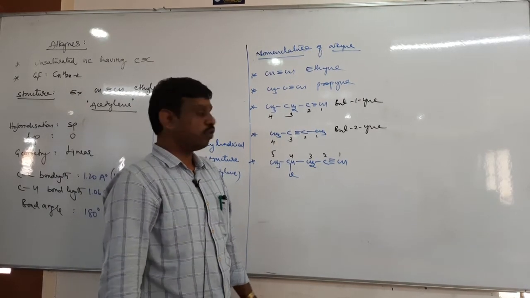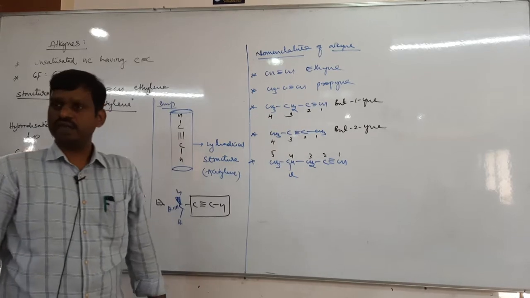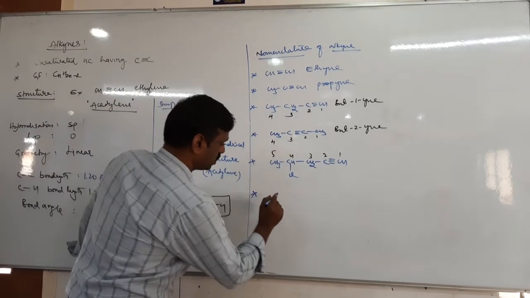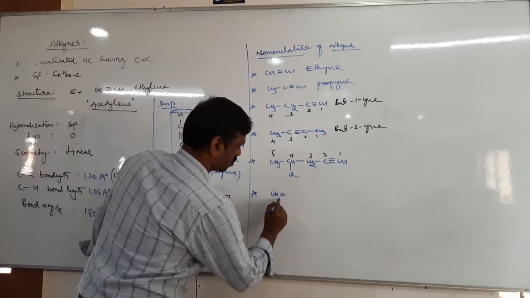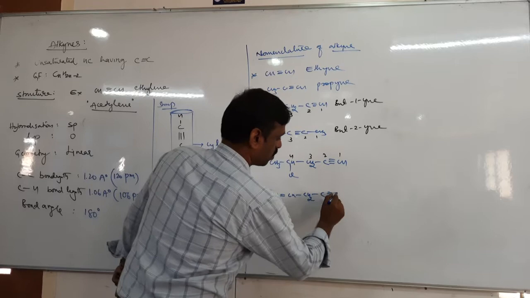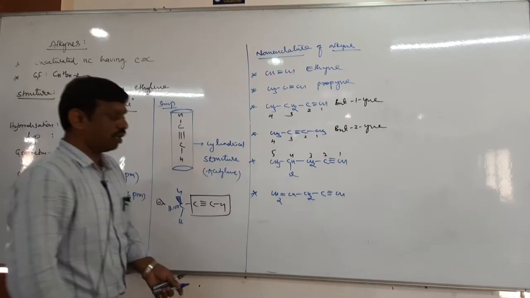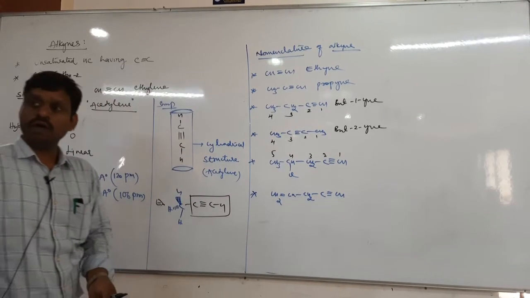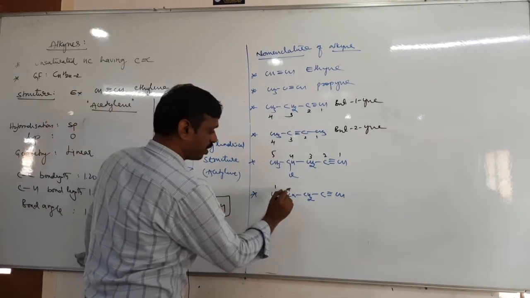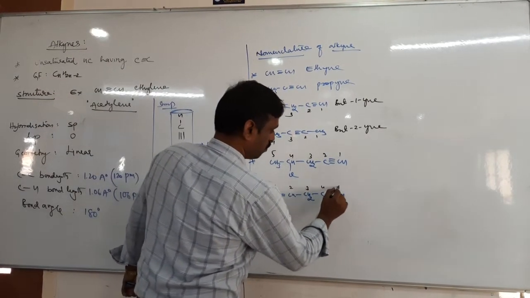4-chloro-pent-1-yne. Next, if a double bond and a triple bond are present at the same positions from the two ends, numbering should start from which one? The double bond has more priority. So, 1, 2, 3, 4, 5.